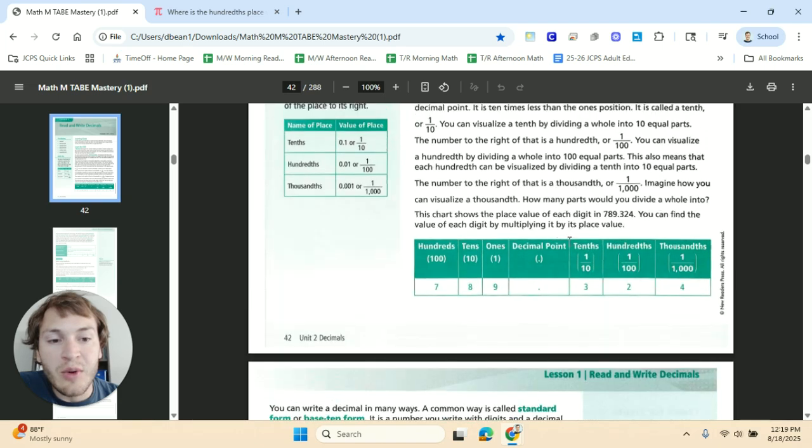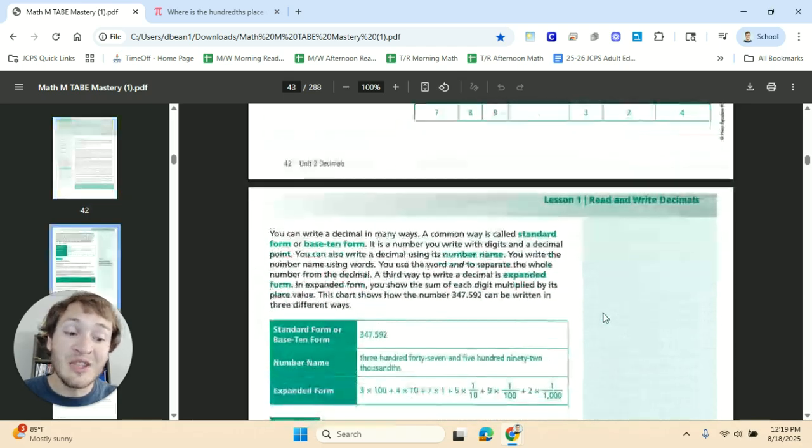When we're talking about decimal place values, let's look again at 789.324. That 3 is in the tenths place, which means we've got 3 times 1/10, which is 3/10. So that 3 actually means 3/10. The 2 is in the hundredths place, which means we have 2 hundredths, aka 2 over 100. And then that 4 is in the thousandths place, which means it's 4 times 1 over 1,000, aka 4 over 1,000.